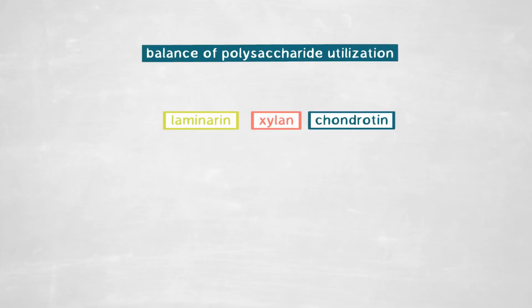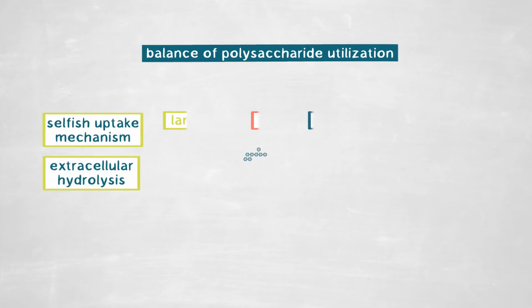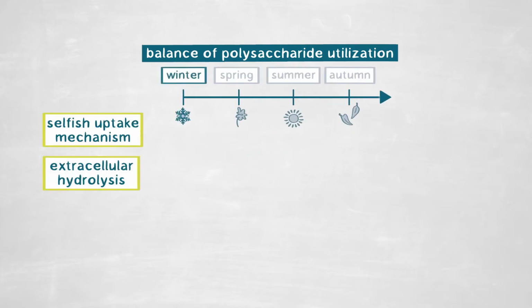We used as substrates laminarin, xylan and chondroitin, which are three polysaccharides of different complexity that all occur in the marine environment. And by incubating bacteria with these three fluorescently labeled polysaccharides, we could see that actually in the very beginning of the year, so in winter and spring, there was little polysaccharide utilization through both mechanisms.